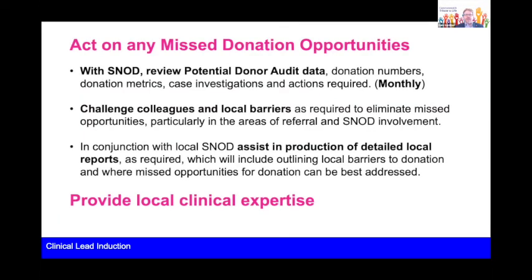But when we think in terms of 2 broad themes, I'd say that the actual key is to act on any missed donation opportunities with the SNOD, to look at the potential donor audit, looking for missed opportunities.